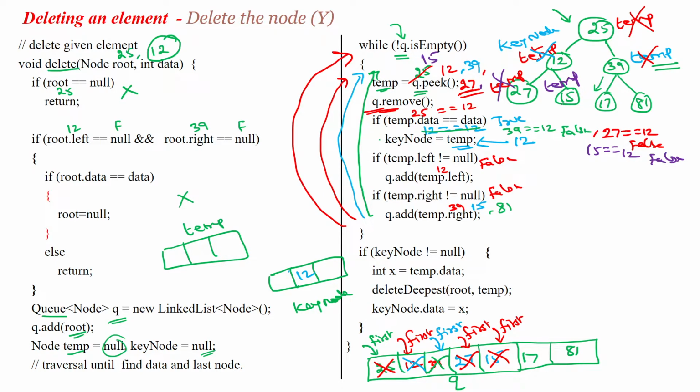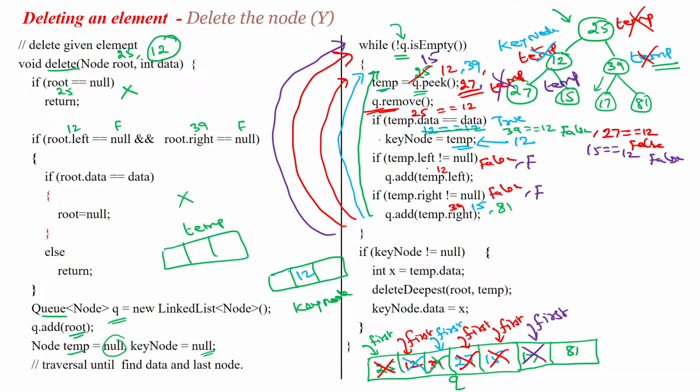Temporary dot left, 15 dot left, not equal to null is also false now, so not executing. 15 dot right is also null. This is also false. It will not execute. So again we are checking Q is empty or not. Again Q is having 17, not empty. Once 15 is deleted, 17 will become first.